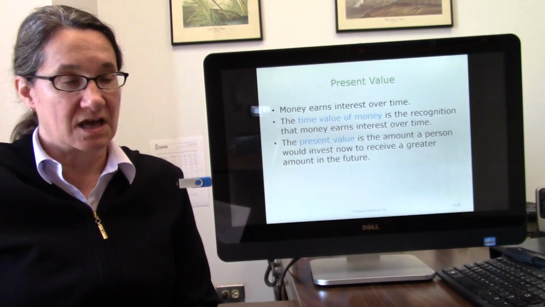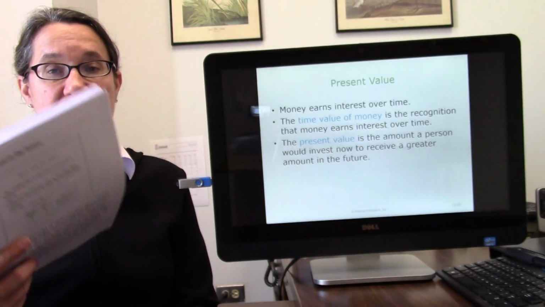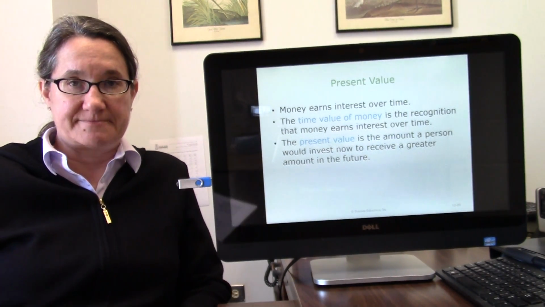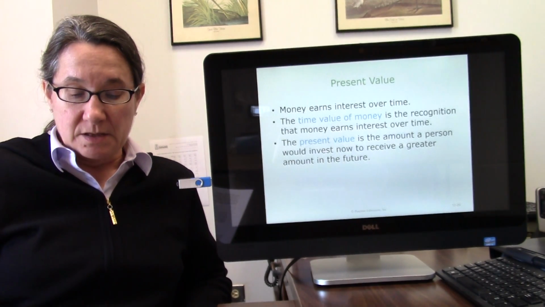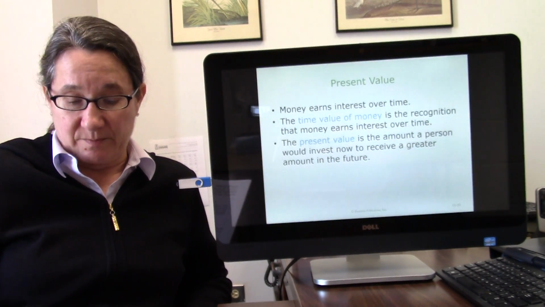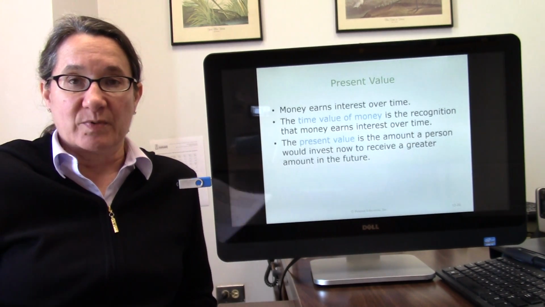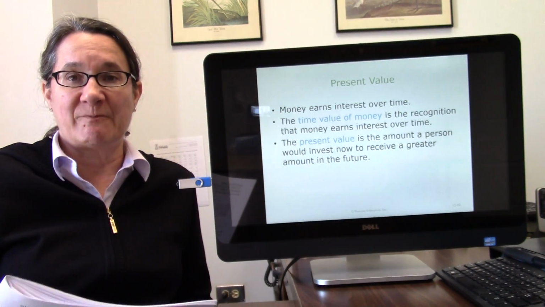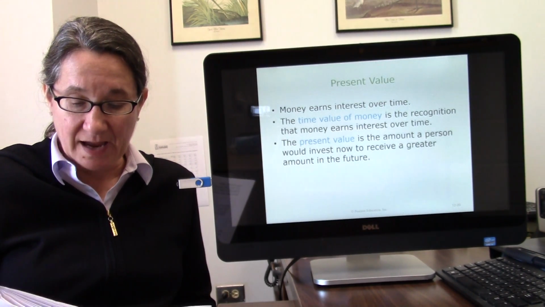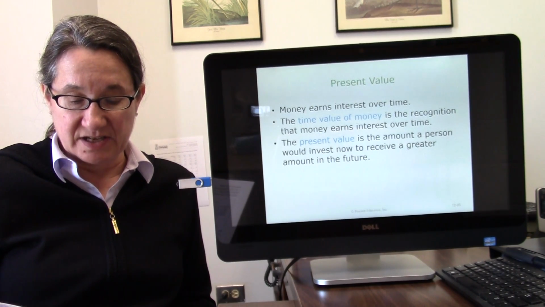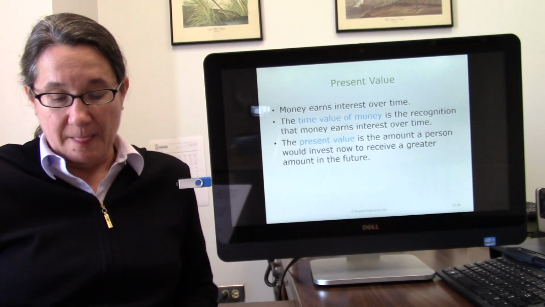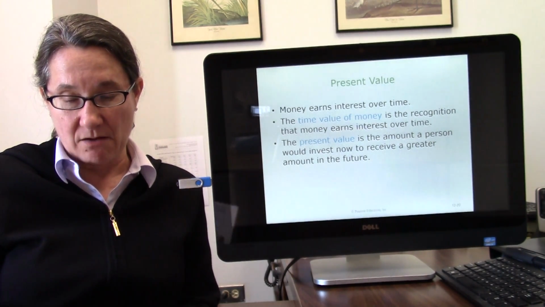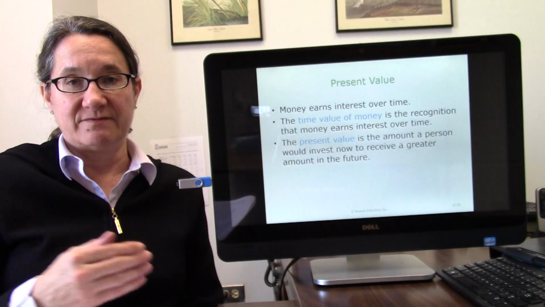All right. This concept of present value, super, super important. If you finance majors don't already know this, get on top of this. This is your first chance to learn it. Money earns interest over time. So we've kind of gotten that down, right? We know principal times rate times time equals interest. A fact called the time value of money. The time value of money is the recognition that money earns interest over time. The present value is the amount a person would invest now to receive a greater amount in the future.